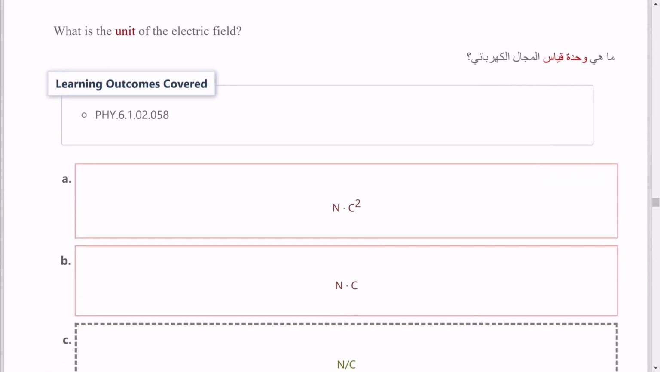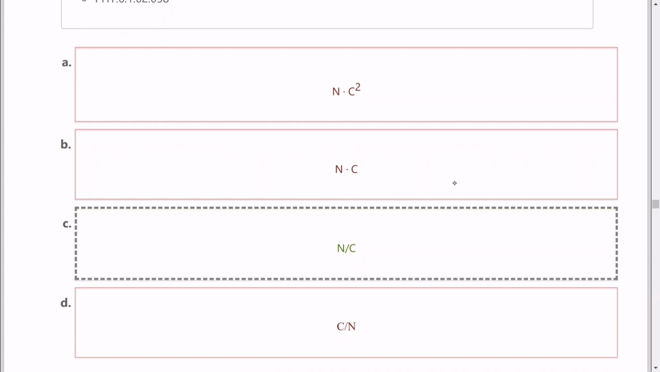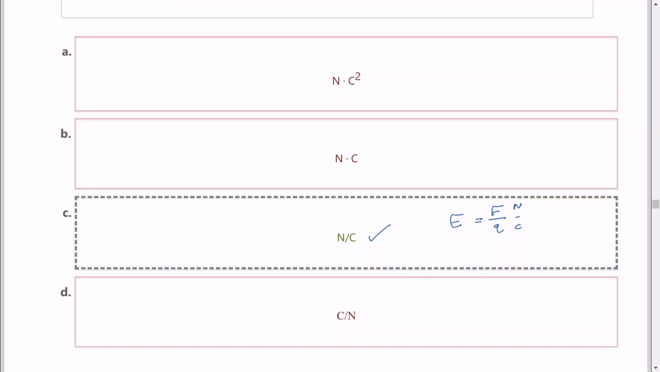Next question is from electric field. What is the unit of electric field? Unit of electric field is Newton per coulomb. So why is this the unit of electric field? Because we have the equation for electric field. Electric field strength at a point is given by force divided by charge. The unit of force is Newton and the unit of charge is coulomb. So Newton per coulomb is the unit of electric field strength.